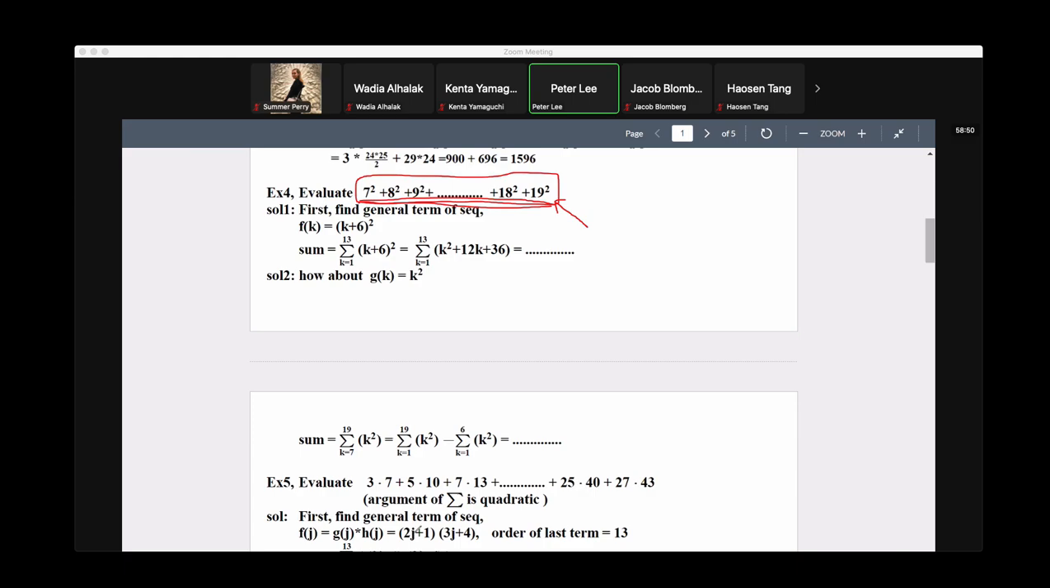So maybe when you practice, just cut off and do 3 problems right here and see whether you can work it out. When you practice, don't make it long, just do this: 3 times 7 plus 5 times 10 plus 7 times 13. Can you find the sum here using the sigma notation? Of course, this is 21 plus 50 plus 91. You can do it in your head.